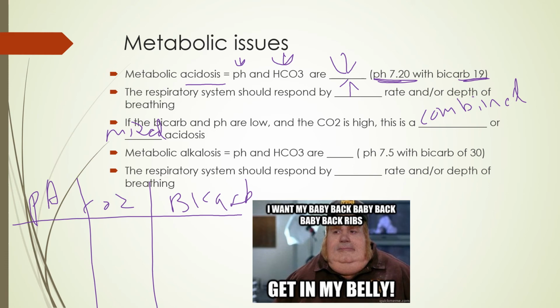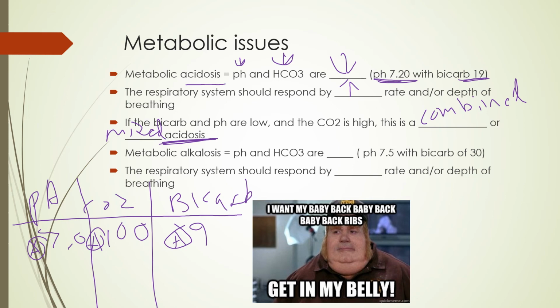So we have a pH of, let's just say it's 7.0. So that's acidic. We have a CO2 of 100. Well, that's acidic. We have a bicarb of 9. Well, that's acidic. So everything here is an acidosis. All three of these are in an acidosis. And if you see all of these go the same direction, this is called a combined or a mixed situation. In this example, it's a combined or mixed acidosis.